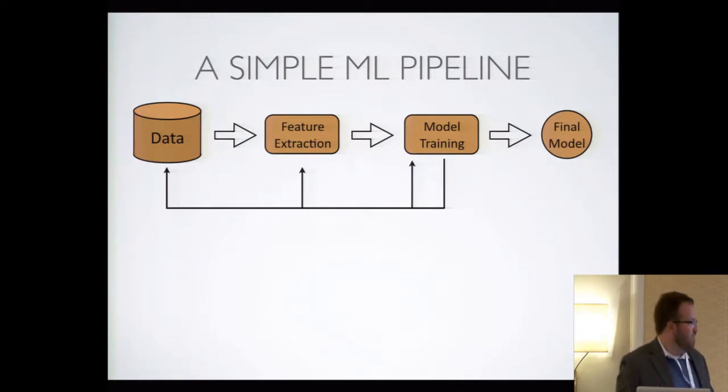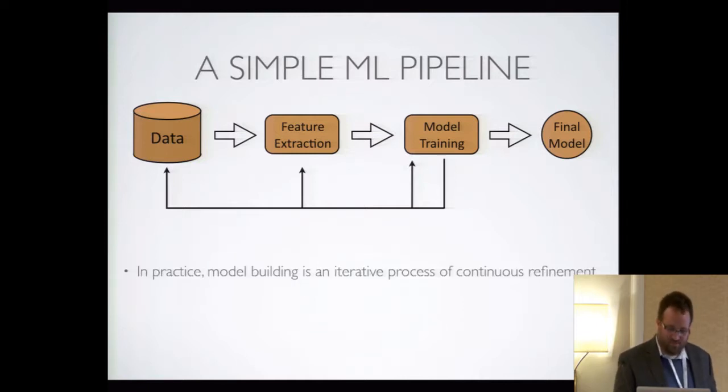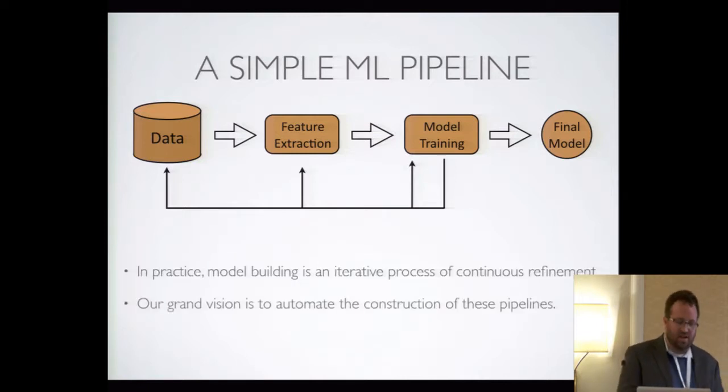So maybe it's fitting an SVM instead of logistic regression or something like that. Fiddle with the hyperparameters that make the model work or not. So like I said, this is an iterative procedure, and our grand vision is to automate the construction of these pipelines. Trying a bunch of different knobs to turn and so on is a very manual process and something that we think the computer can automate pretty well.